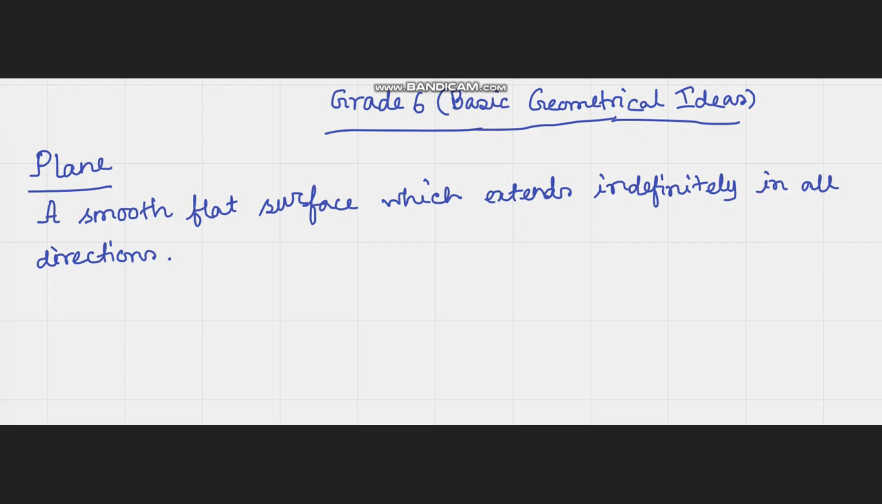the directions. Let us take some examples of planes, like the surface of the tabletop. That is a smooth surface, and we can extend it in all the directions. The other examples are the floor of your room, the ceiling of your room, the wall, or the desktop. It can be a sheet of paper. So these are some examples of a plane.